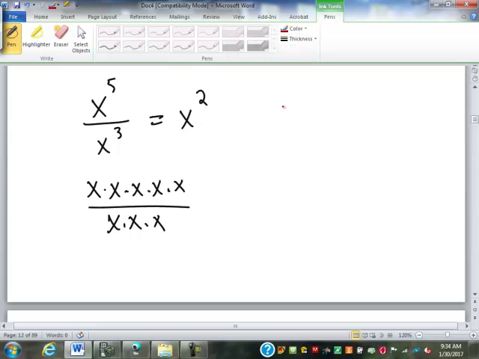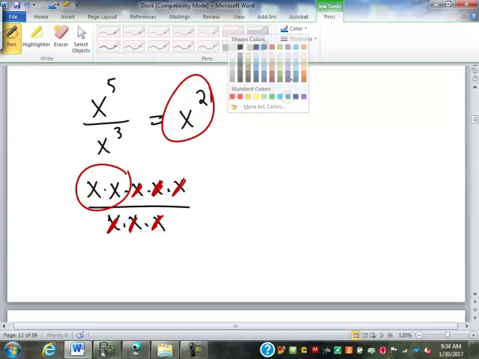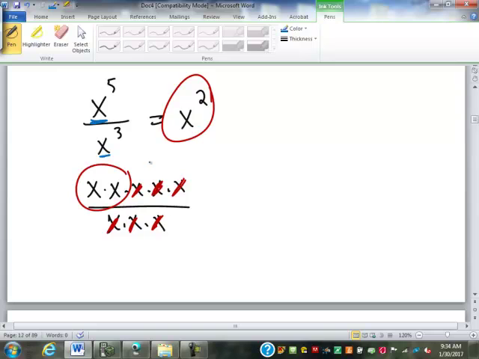Now, we haven't done anything with fractions yet. But one of the rules with fractions is you can divide out common factors. So I can divide out an x, I can divide out another x and another x. And the effect is I've subtracted the powers. 5 minus 3, I'm left with 2, or x to the 2nd. Again, we can only combine the powers when we have the same base in our exponents.